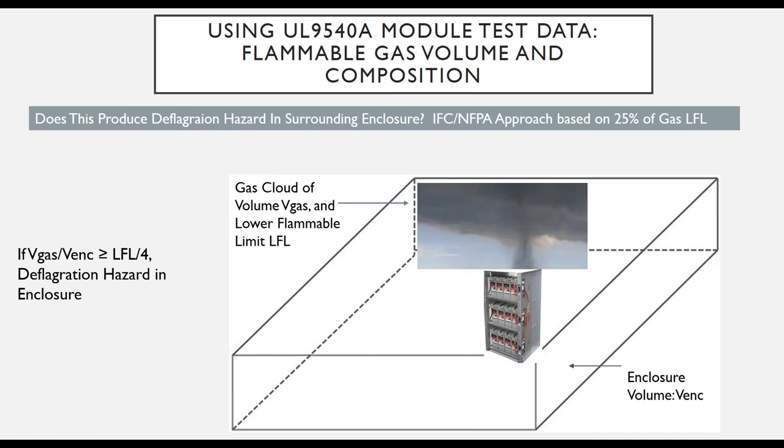Next. So the basic criteria is, if the ratio of the flammable gas volume measured in the 9540A test to the overall enclosure volume is greater than 25%, then per the code prerequisites, there is a deflagration hazard in the enclosure. The basic idea is that you imagine the flammable gas cloud occupying about one quarter of the overall enclosure volume, and such that in that one quarter of the enclosure volume, you do have a concentration at or above the LFL that can be prone to a deflagration and explosion if it were to be ignited.